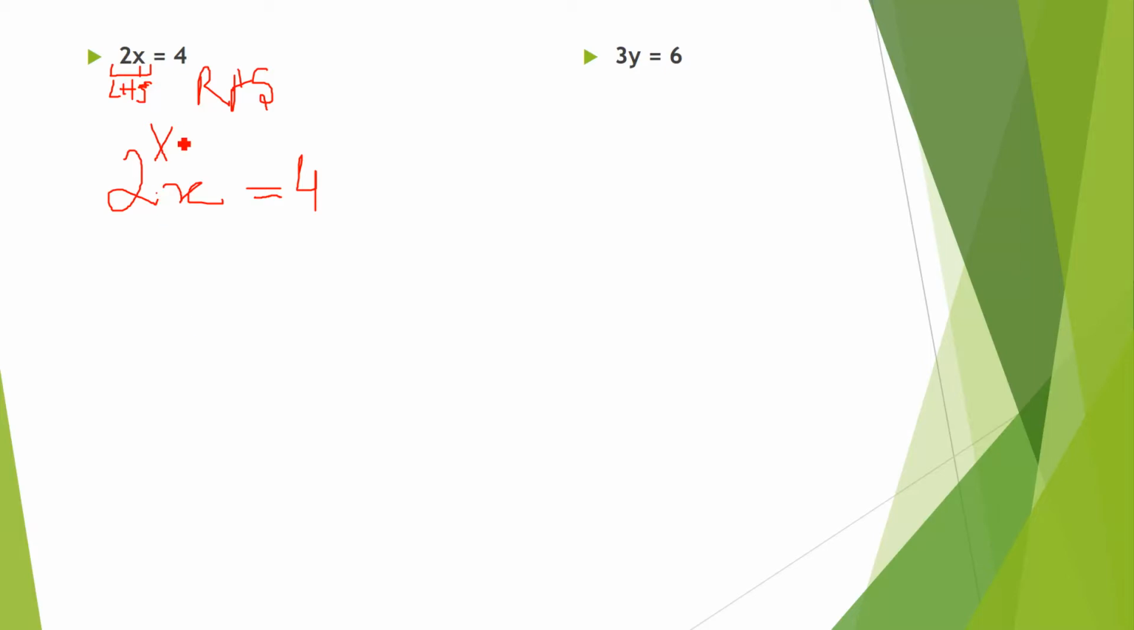So the opposite of multiplication is division. I told you if there is a positive number you have to make it negative in order to get rid of or remove that number. If it is positive, make it negative; if it is negative you have to make it positive. If it is multiplication then you have to do division. If it is division then you have to do multiplication. So this is multiplication, the opposite is division, that is why you have to divide it by 2.